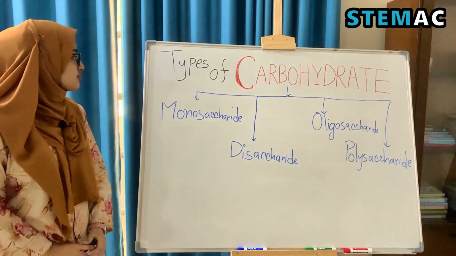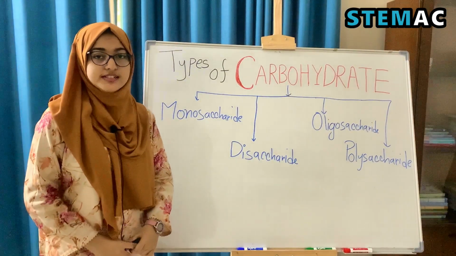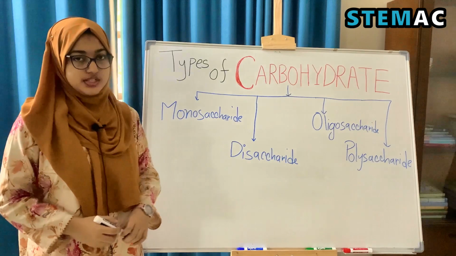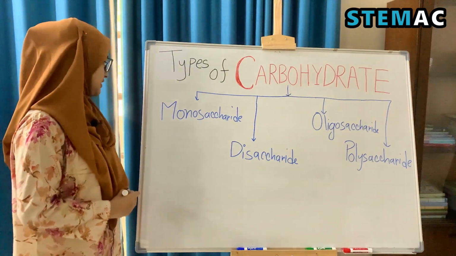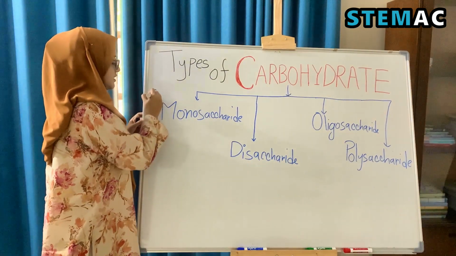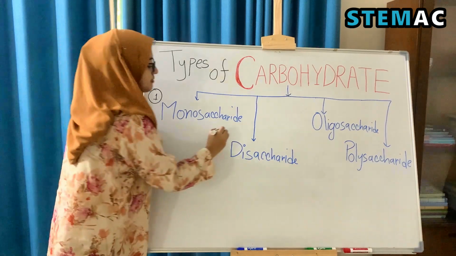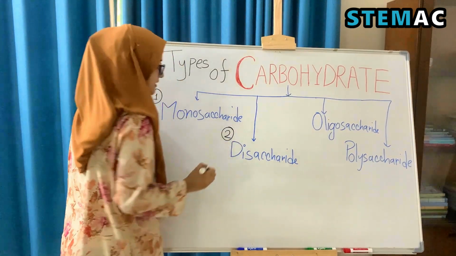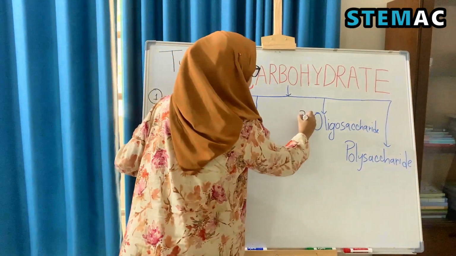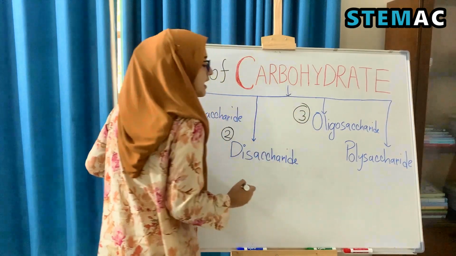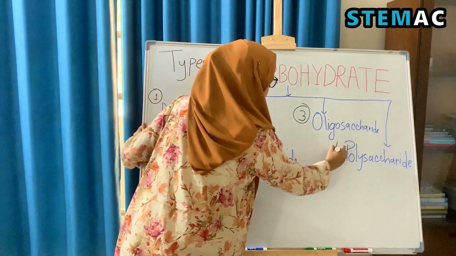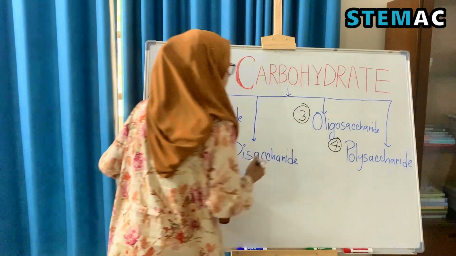Now we are going to talk about the types of carbohydrate based on their chemical structure. They can be of 4 types. Number 1, which is monosaccharides. Number 2, which is disaccharides. Number 3, which is oligosaccharides, and number 4, which is polysaccharides.